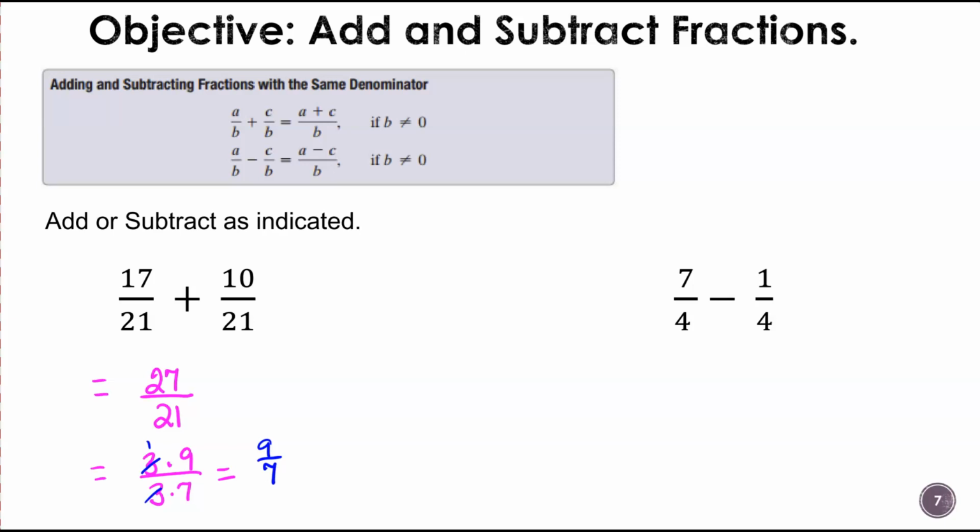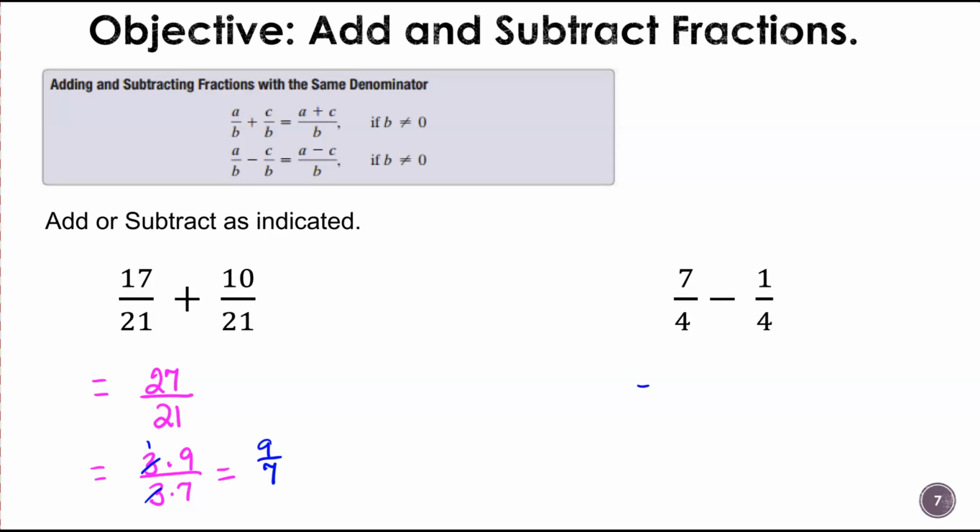Now 9 sevenths is an improper fraction. It is not necessary to write this as a mixed number. Many students feel like they're supposed to always do that, but you don't need to. In algebra, we prefer improper fractions. There's nothing improper about them. That's just saying our numerator is a larger number than the denominator. So stop right there and leave it as it is.